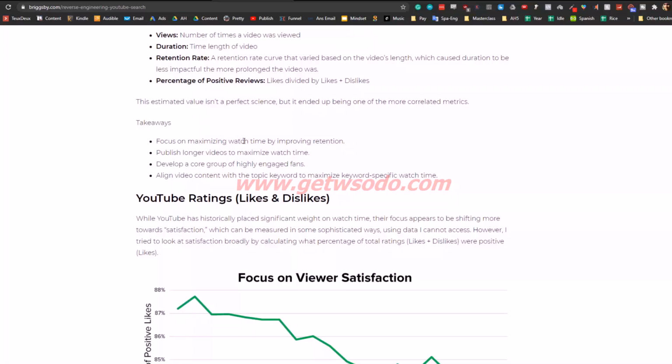Focus on maximizing watch time by improving retention. Publish longer videos to maximize watch time. This is a little bit, I'm gonna talk about that in a second. Develop a core group of highly engaged fans. Yes, absolutely. Align video content with the topic keyword to match keyword specific watch time. So let's talk a little bit about publish longer videos to maximize watch time.